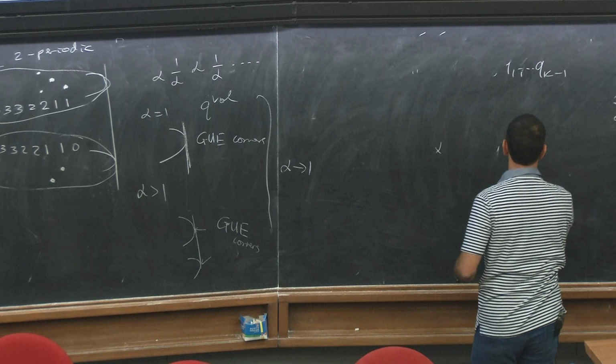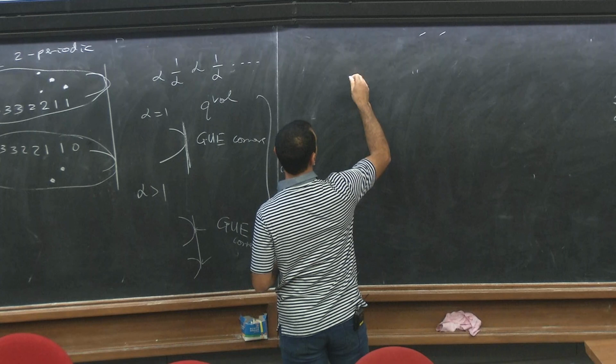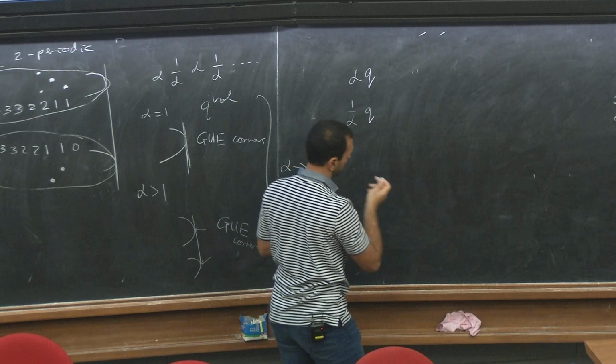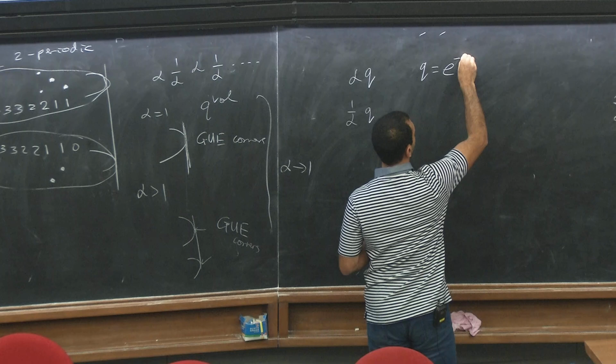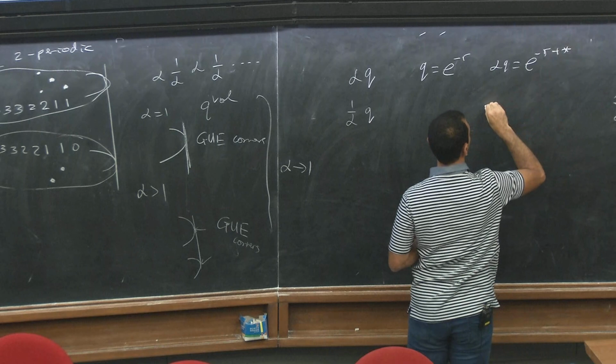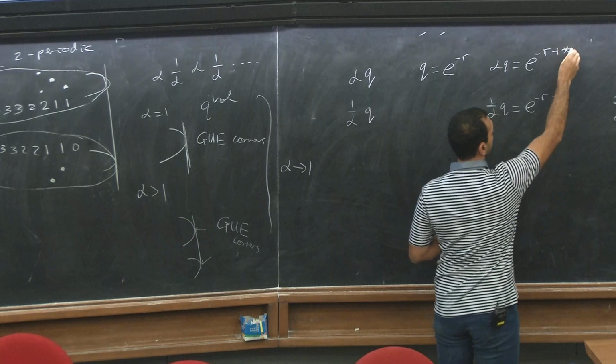Well, it turns out that it depends on the rate at which alpha goes to 1. So basically, what are we considering? We're considering weights alpha q, 1 over alpha q. And q goes to 1, but I also want alpha to go to something. Well, q was, let's say, e to the negative r. And so if I write alpha q, then alpha q is going to be e to the negative r plus something. And 1 over alpha q is going to be e to the negative r minus something. And this something, we want to go to 0. It depends on the rate.